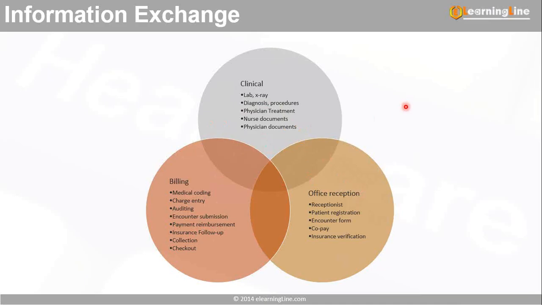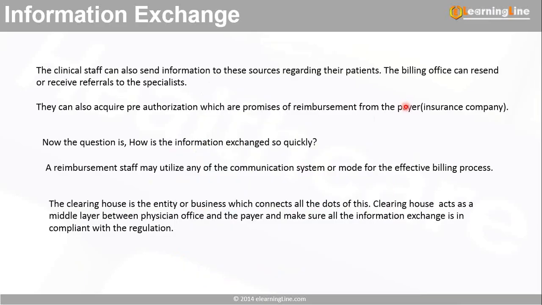So this is all about information exchange, which happens within the industry. How that happens, what format it happens in, we'll talk about when we talk about the electronic exchange. Then we'll talk about how the information exchange happens. So this is just to give you the overview that these are the different bodies which interact, but there are many more.